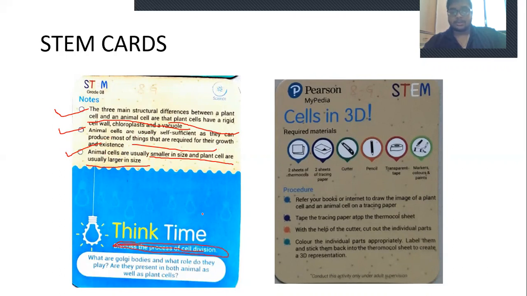This is a very important discussion. And then there is a question: what are Golgi bodies and what role do they play? Are they present in both plant and animal cells? Yes. So we are going to study them.